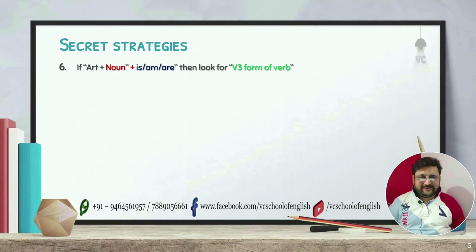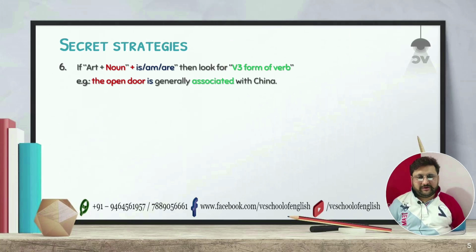The sixth one is, if article plus noun plus is, then look for V3. For example, the open door is generally associated with China. So in this example, the is an article, open door is a noun, and is is one of the helping verbs, followed by associated, which is a V3.